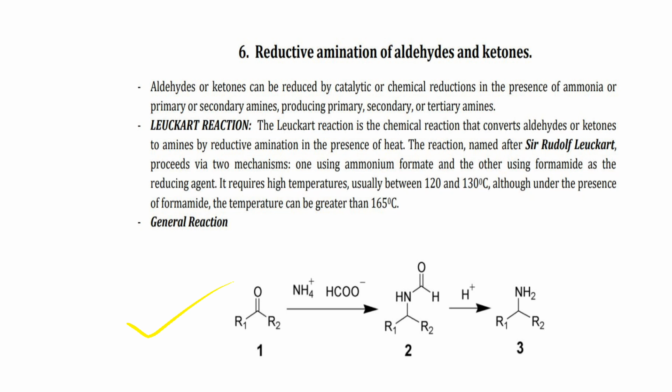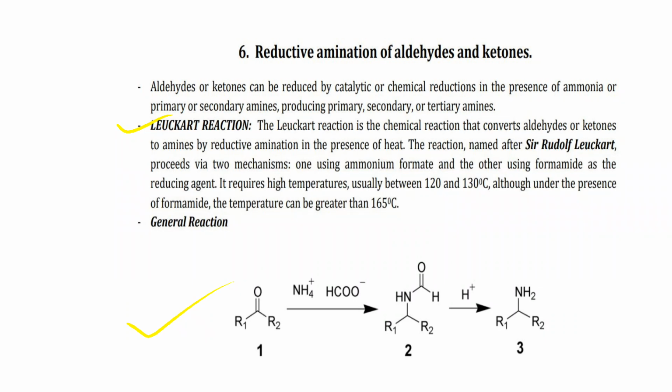The Leuckart reaction is a chemical reaction that converts an aldehyde or ketone to an amine by reductive amination in the presence of heat. The reaction is named after Rudolf Leuckart. It proceeds via two mechanisms, one using ammonium formate and the other using formamide as the reducing agent.